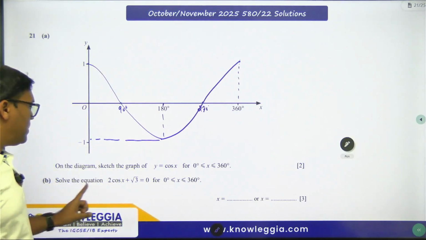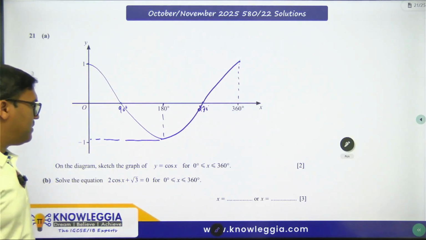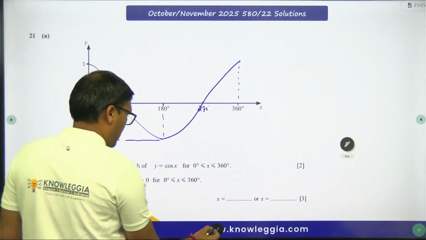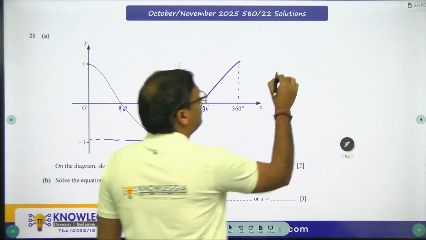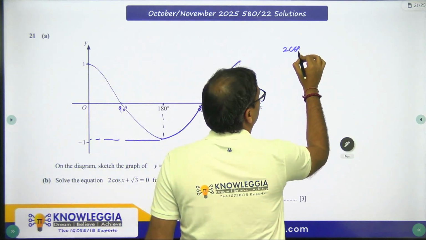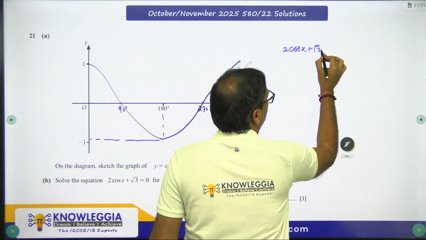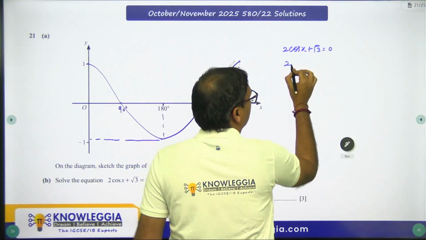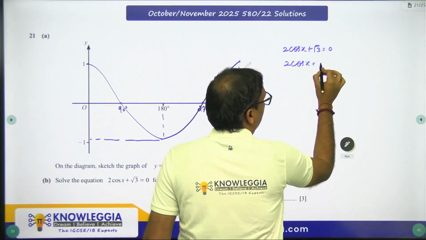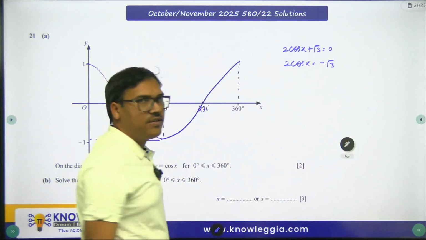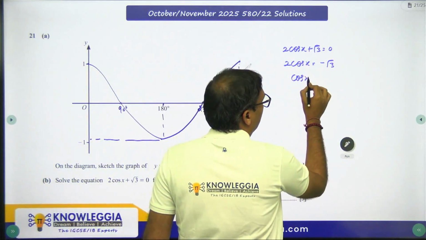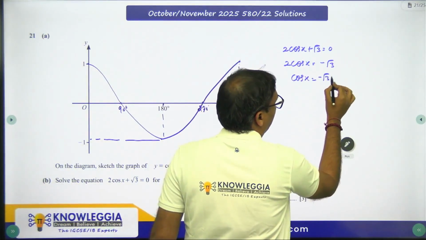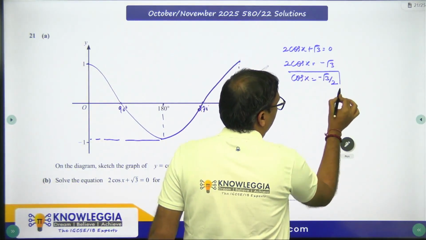Now the next part is solve the equation 2 cos x plus root 3 equal to 0. Now see, if you solve this, you can clearly see 2 cos x is equal to negative root 3, subtracting root 3. Now divide by 2. So cos x equal to negative root 3 by 2.